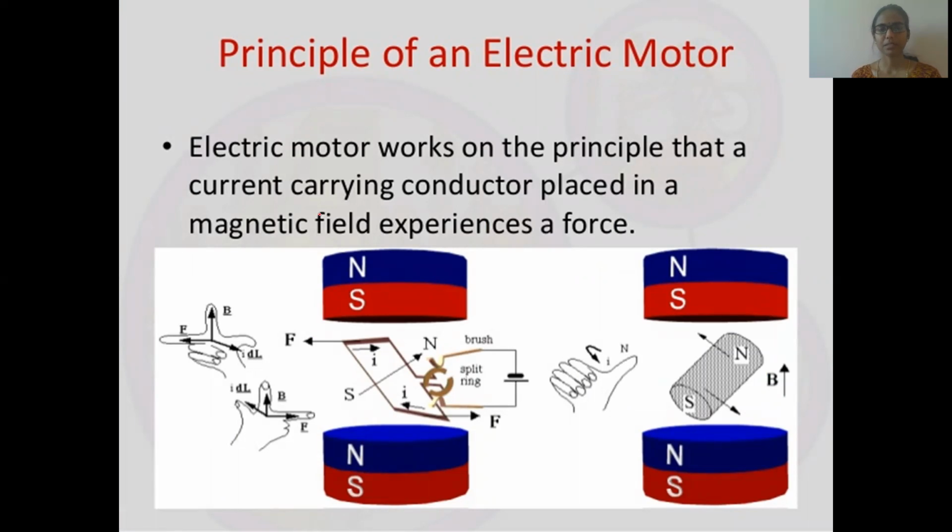An electric motor works on the principle that a current carrying conductor placed in a magnetic field experiences a force. See here, the north and south poles, the two opposite poles. The field lines are moving from north to south like this, right children? The field lines are going from north to south like this.